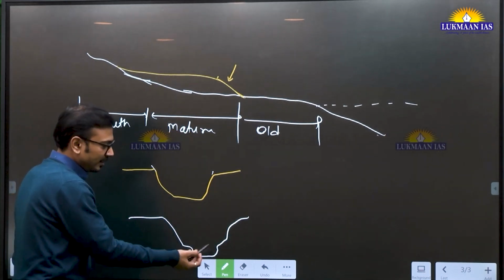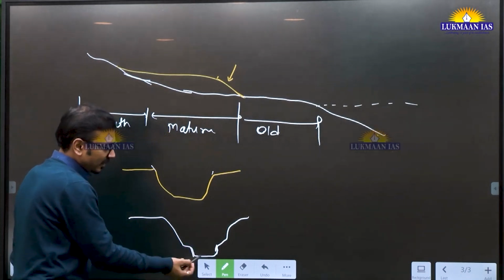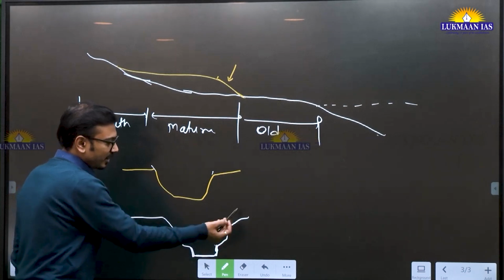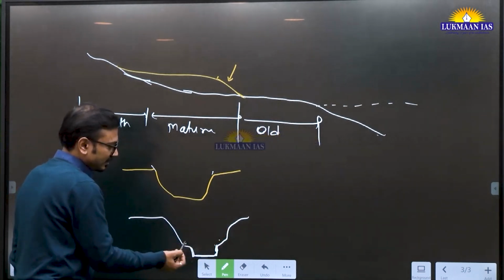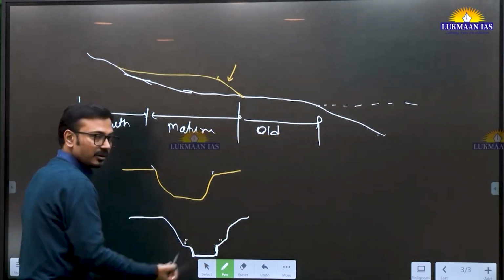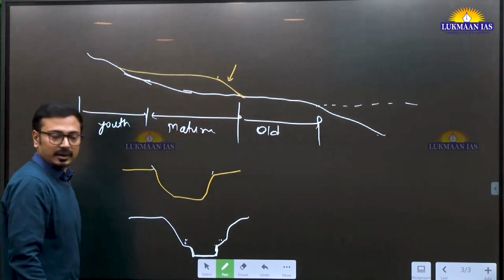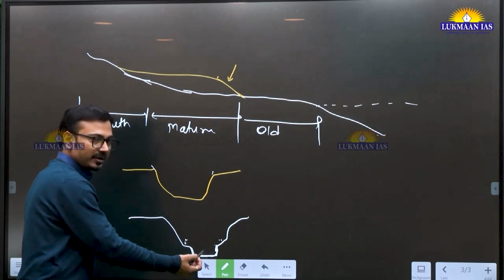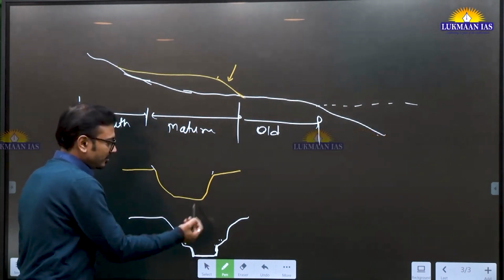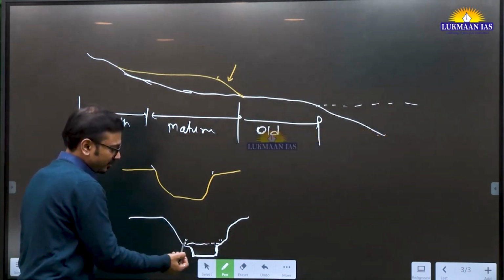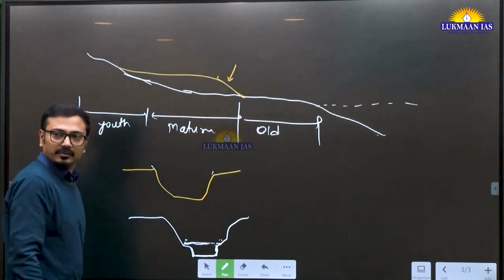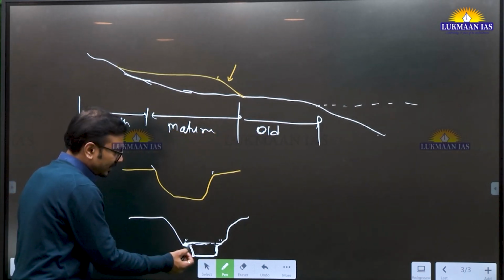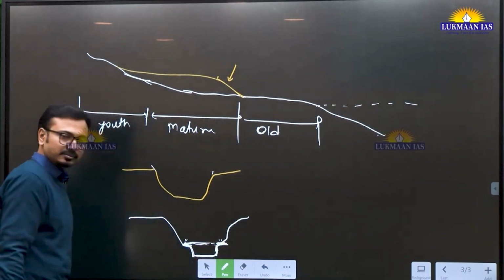So what has happened here? It has deepened, but how? It has happened here, on the bed. But this was already there. This is how terraces are formed on two sides. And this is the new bed of the river. Earlier this was the bed. See, this was the bed. But now this is the new bed, and now this is creating a kind of terrace. This one.